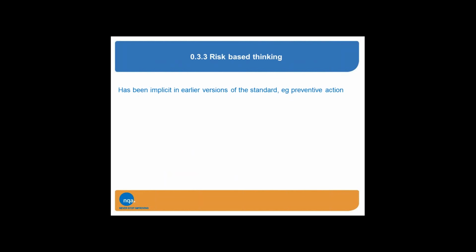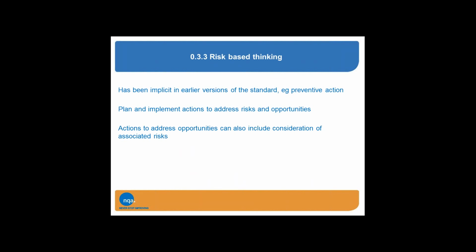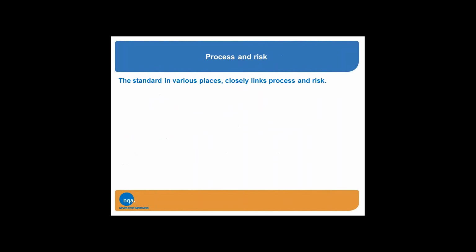So risk-based thinking, it's been implicit in earlier versions, and this is why I say you've probably been thinking more about risk than you realize. So preventive action is a risk reduction mechanism. So we have our plans to address risks and opportunities. Opportunities bring with them perhaps some associated risk. And really we have here in this last point the definition of risk. It's the effect of uncertainty, and uncertainty can bring positive or negative effects. So it's about how we manage uncertainty in our management system.